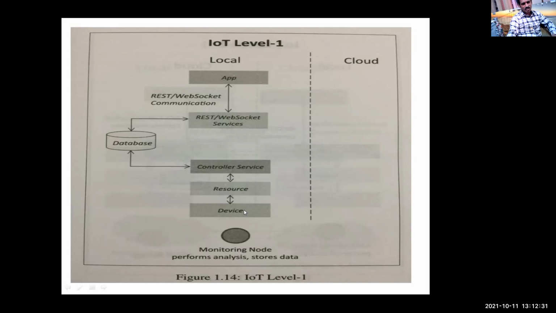We have discussed what the different blocks are: device, resource, control service, REST service, socket service, app, and a database. The app can be with either the REST or the WebSocket communication model. Okay, that is level 1.